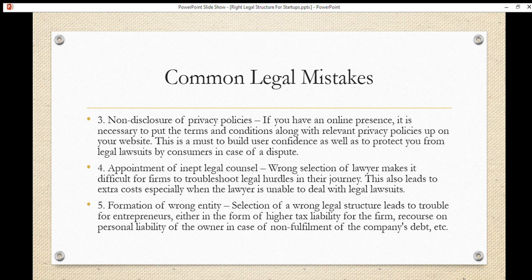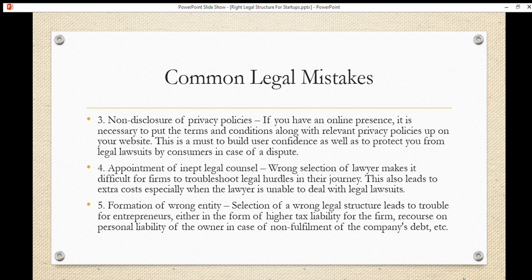Third is non-disclosure of privacy policies. If you have an online presence, it is necessary to put up the terms and conditions along with relevant privacy policies on your website. It is a must to build user confidence as well as to protect you from legal lawsuits by consumers in case of any dispute. So it is non-disclosure of privacy policies.